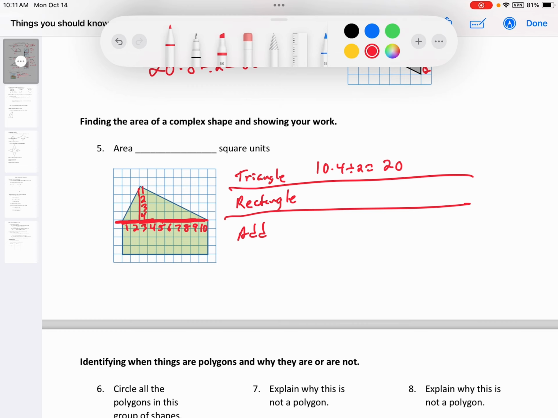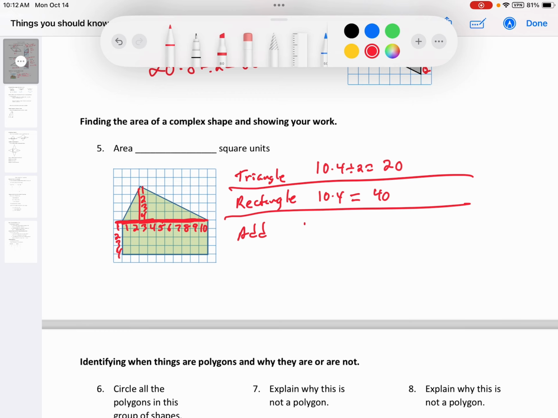Now we'll do the rectangle. I know that the base is 10. 1, 2, 3, 4. The height is 4, so 10 times 4. I do not divide by 2 because it is not a triangle. It's a parallelogram or a rectangle. 10 times 4 is 40.